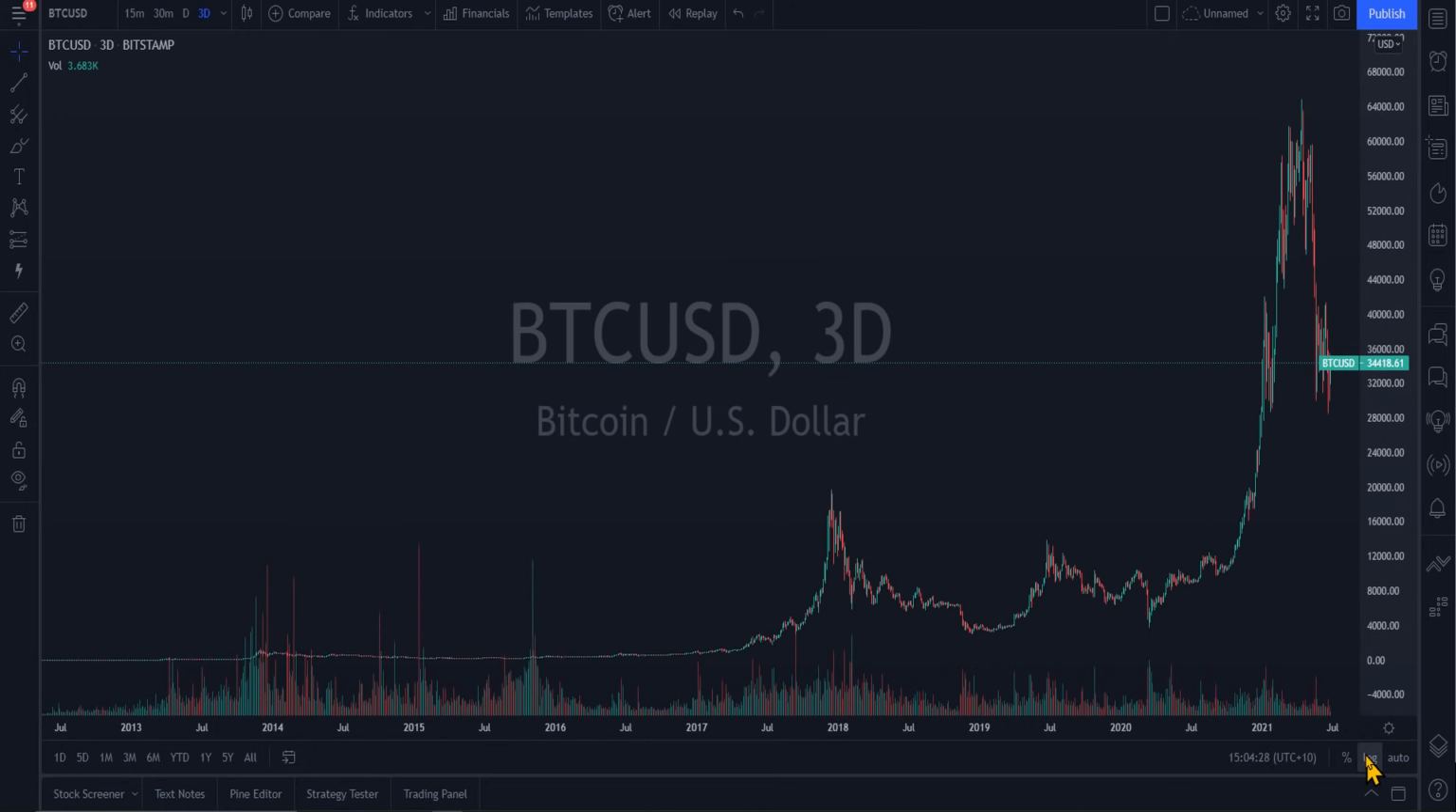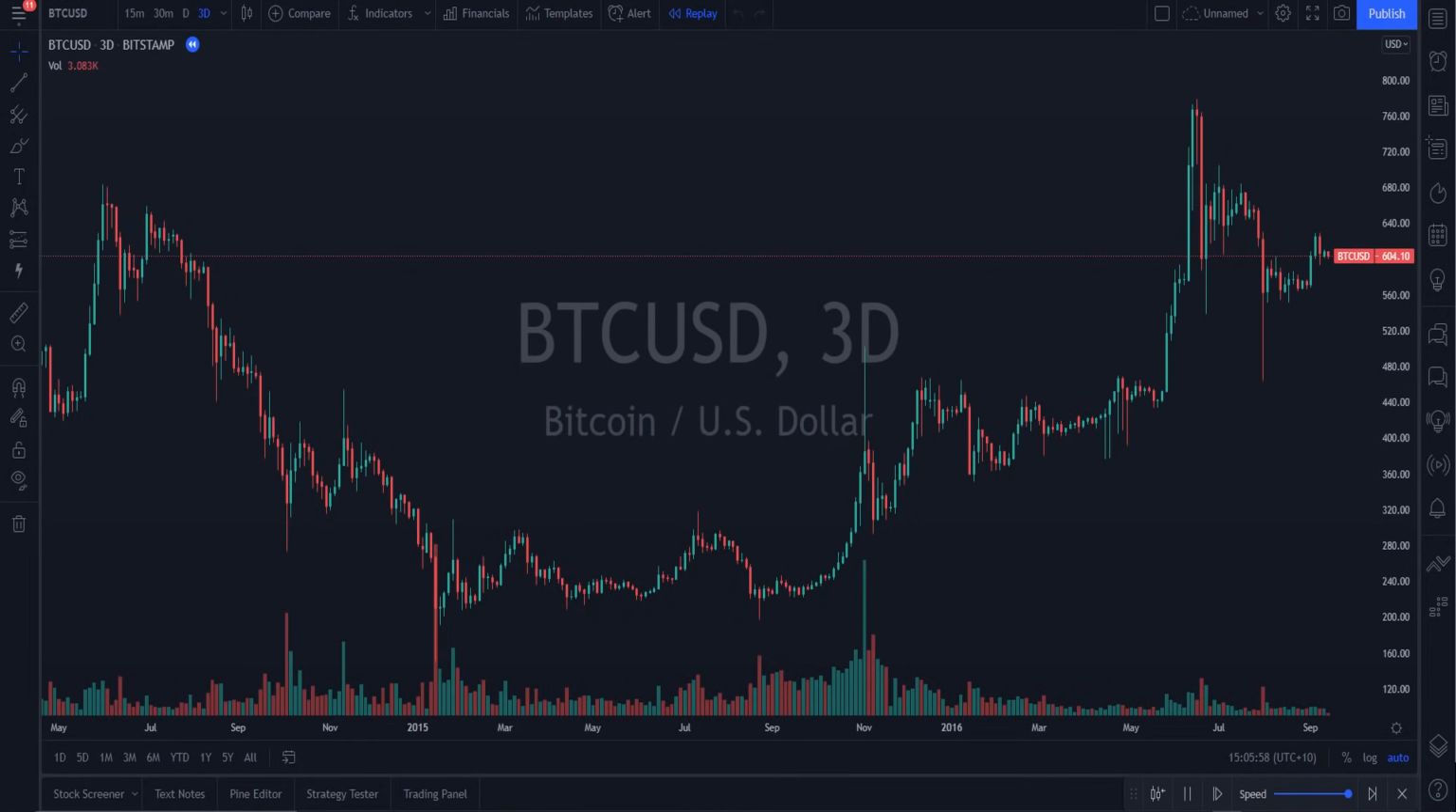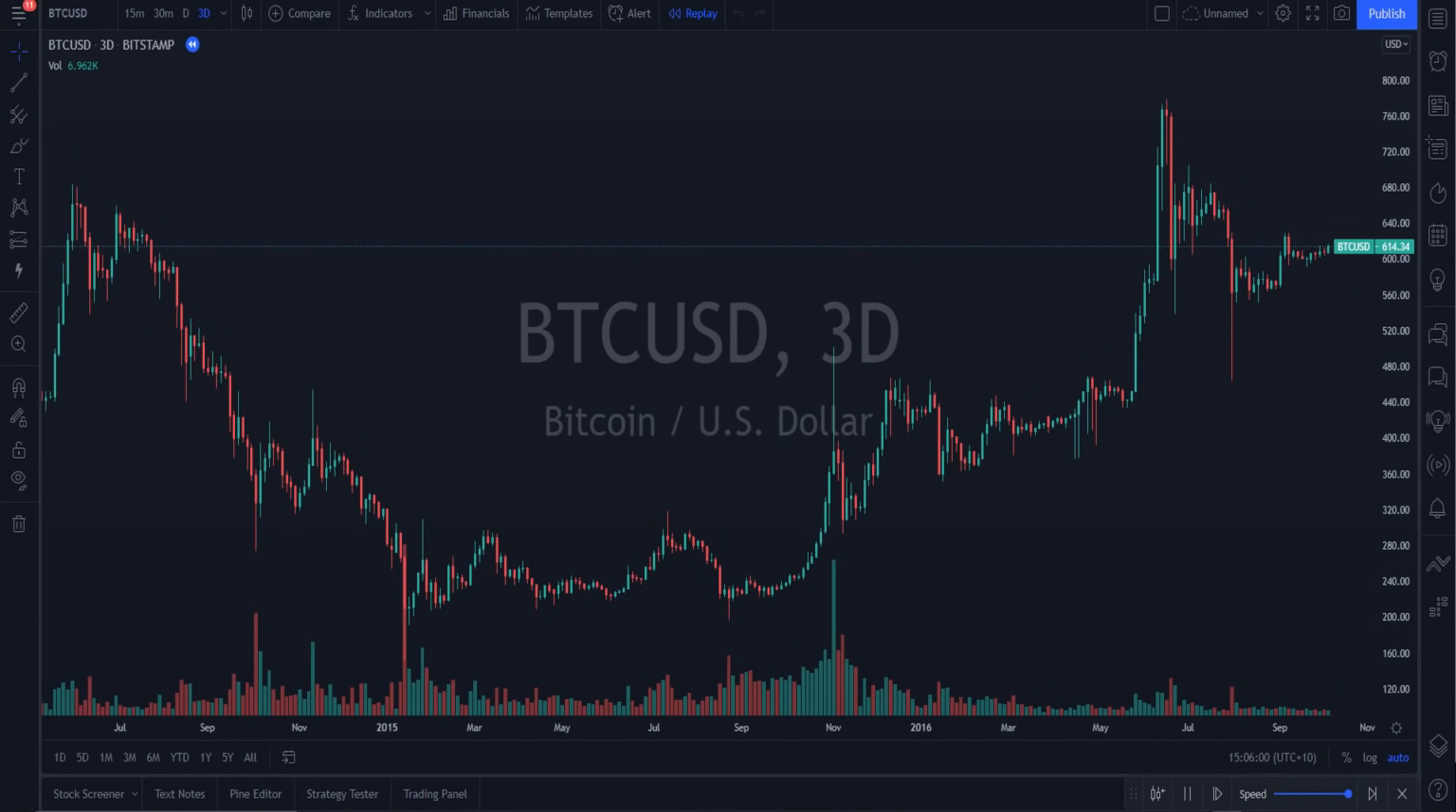Just think about the grain of rice. You have 1 grain of rice, and on the second square you have 2. On the third square you double that. On the fourth square you double that. It's not a linear graph. It's completely different. This bamboozles a lot of people. I'd like to show you how Bitcoin actually moves.